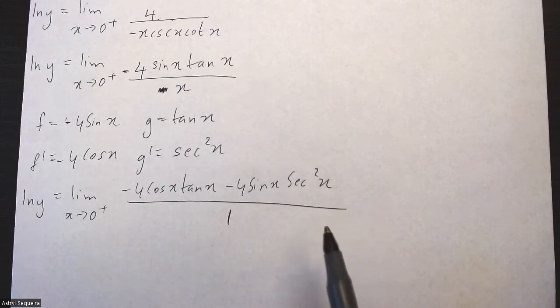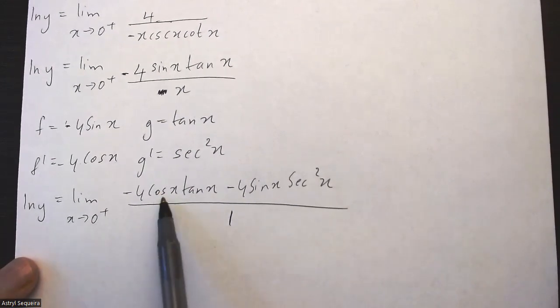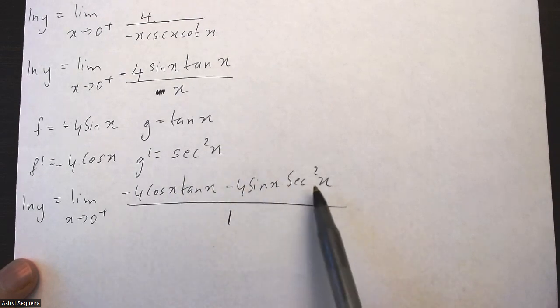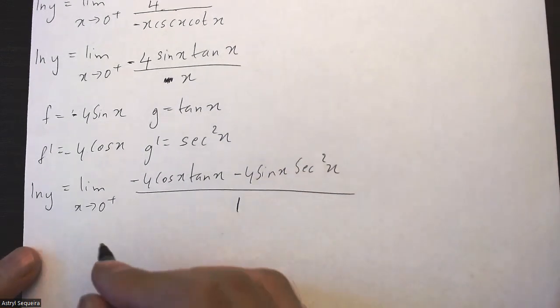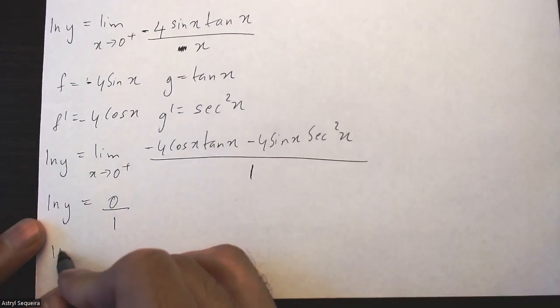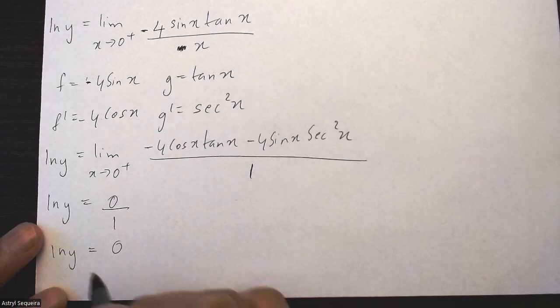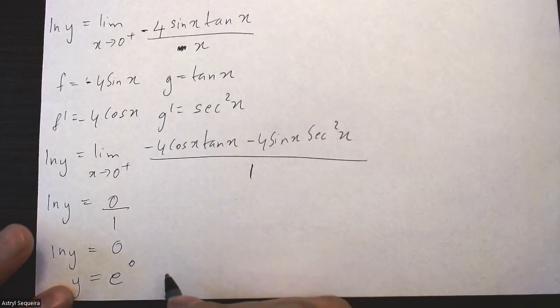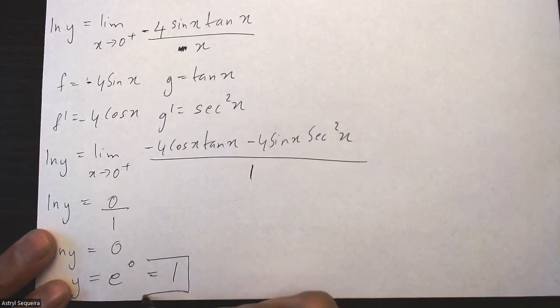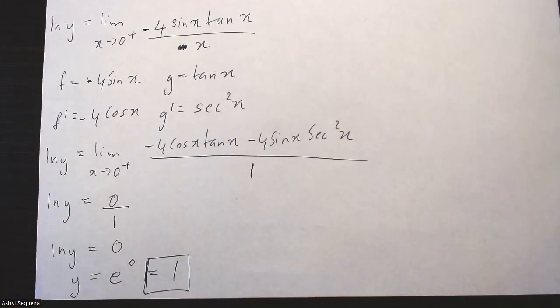Let me sub in 0 into this now. Cos of 0 is 1, tan of 0 is 0, so this whole term over here is 0. Sine of 0 is 0, sec square of 0 is 1, so this whole thing is 0. I just have ln y equals 0 divided by 1, which means ln of y equals 0. If I move the ln to the other side, it becomes e to the power of 0, and e to the power of 0 is simply 1. So my final answer for this question is the limit approaches 1 as x approaches 0 from the positive side.